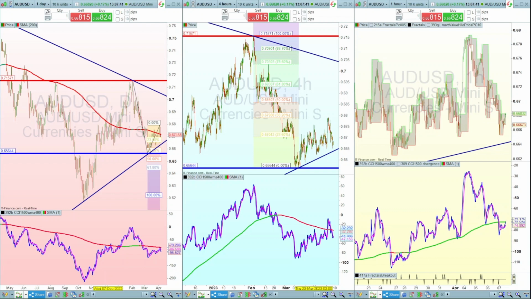This is the Aussie dollar and Aussie US dollar update. As you can see here on the daily, the 4 hourly and the hourly time frame, on the daily and the 4 hour, we're in a downswing according to the CCI 1500 with the moving average 400. And on the hourly, we've just broken below the moving average, so that may turn into a downswing as well on the moving average. Let's drill down on each of the time frames.